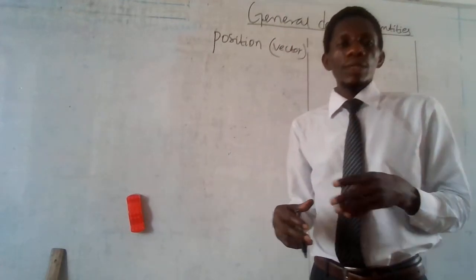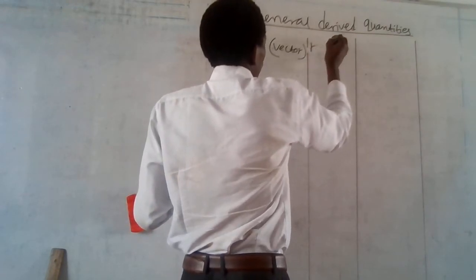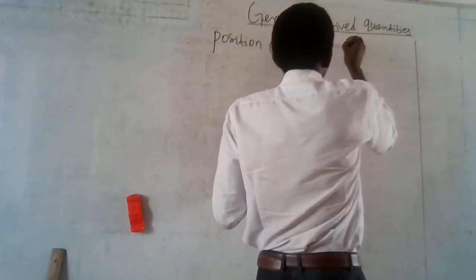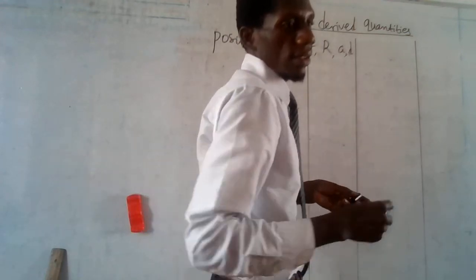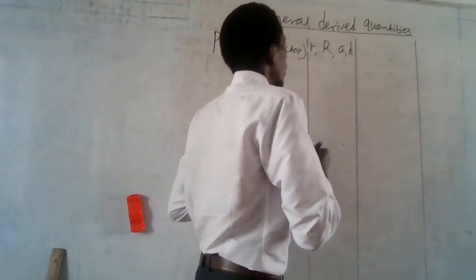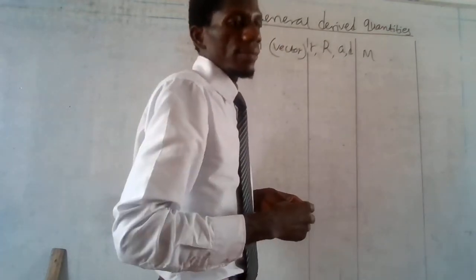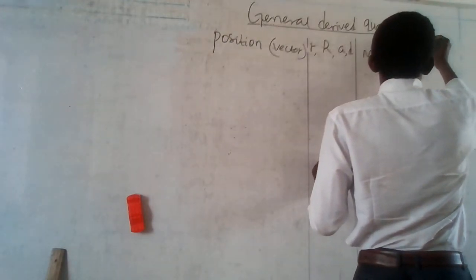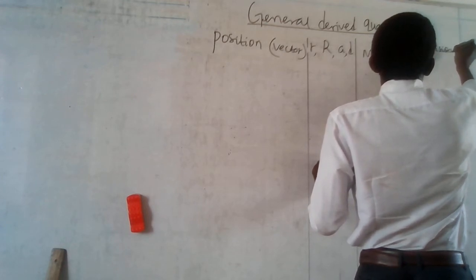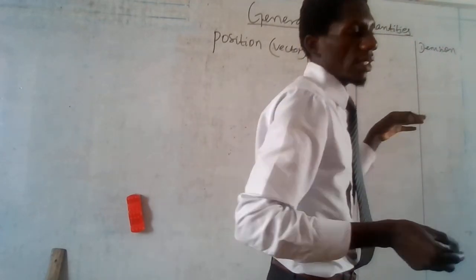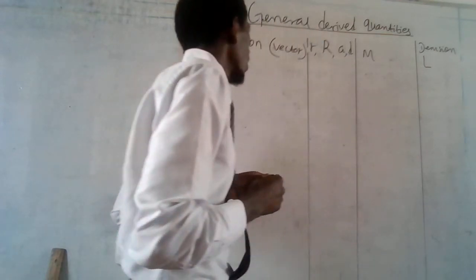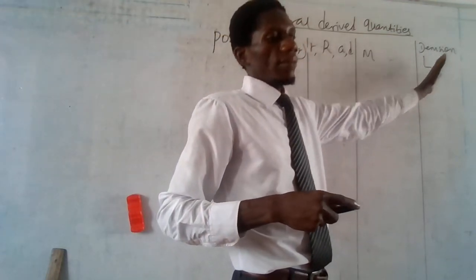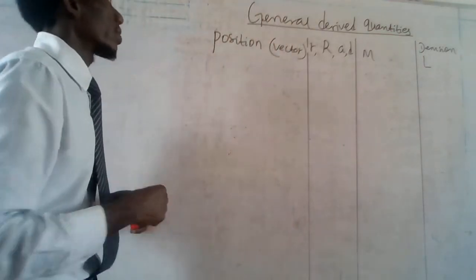The symbols for position is R, and then we have also D. The SI unit is M for meter, and then the dimension symbol is L. So when you're talking about position, you're definitely talking about a kind of distance as well.